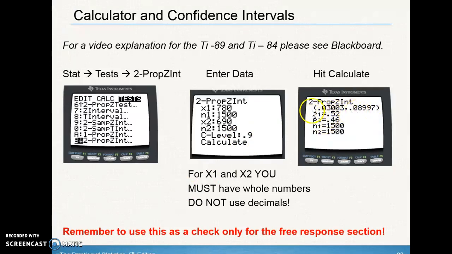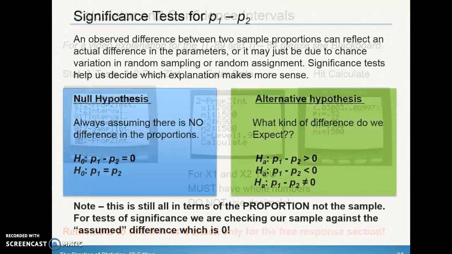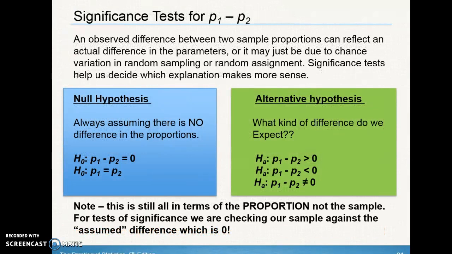Done. Love it. Notice how your p hat 1 and p hat 2 match what we were given in the problem, because they took and did 780 divided by 1,500, 690 divided by 1,500. Remember to use this as a check and to get your final answer for your free response. Always use it for your multiple choice section. Much easier. Now, what exactly do the significance tests look like?